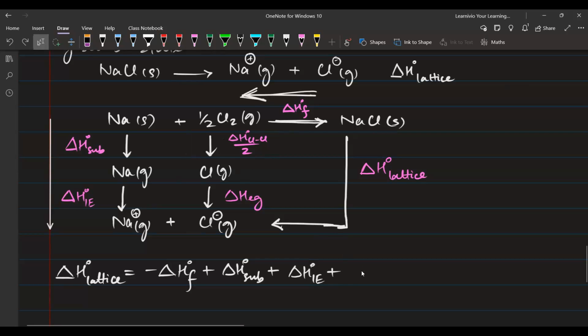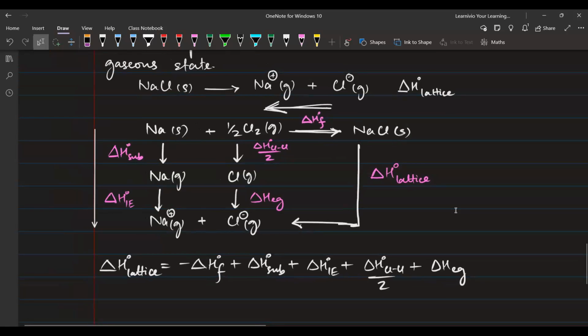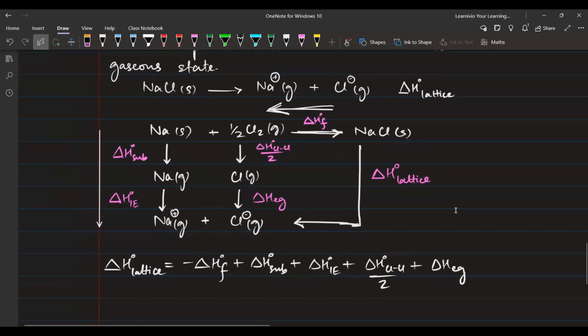Why are you taking so much time? So it will be delta H naught Cl divided by 2, plus the electron gain enthalpy, which is in the same direction. So delta H eg will be like this. This is what is known as the Born-Haber cycle. Please write this down. After that there is Hess's law, which we will also write.